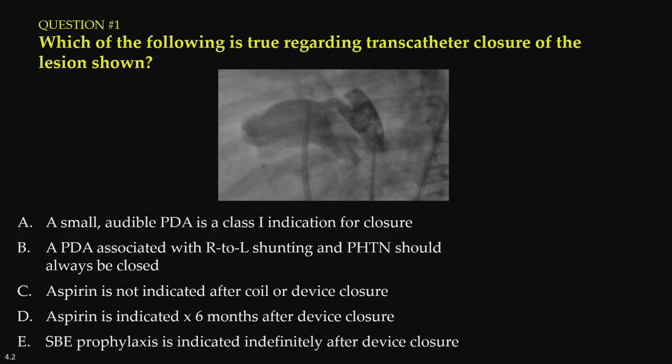I've still framed it there, and in this particular question, all of the options confirm what the lesion is. So you didn't, but in many of them they won't. But this one, just to warm you up a little bit. Okay, so your options are: A, a small audible PDA is a class 1 indication for closure. B, a PDA associated with a right to left shunt and pulmonary hypertension should always be closed. C, aspirin is not indicated after coil or device closure. D, aspirin is indicated for 6 months after device closure, or E, SBE prophylaxis is indicated indefinitely after device closure.